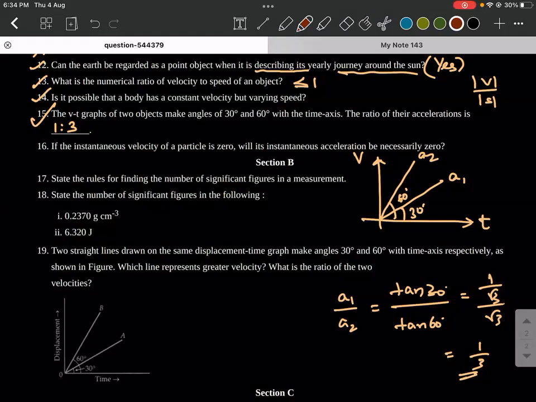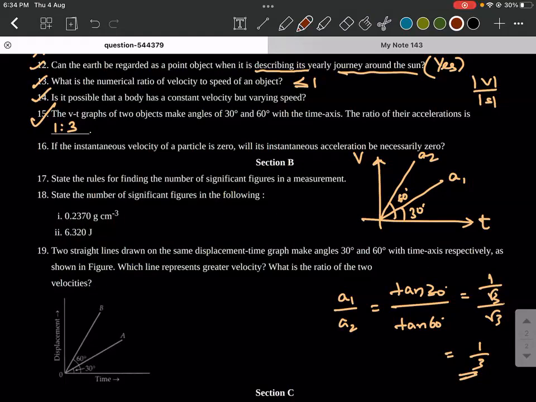Or else I can put my statement like this: the significant figures will also tell you about the precision of that particular experiment. What do you mean by precision? How correct or accurate your answer is going to be, right? For that you need the number of significant figures. So there are certain rules which you will need to follow.